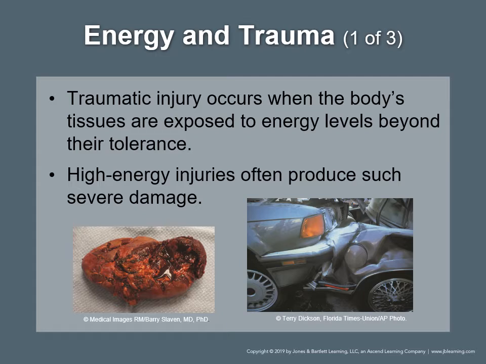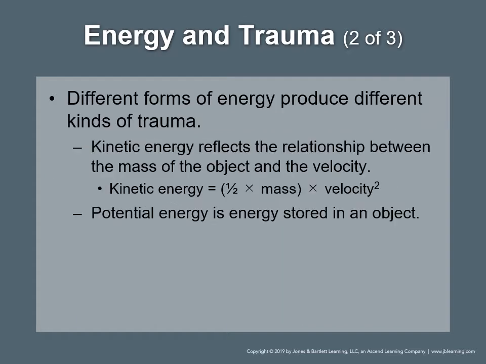Energy and trauma. Traumatic injury occurs when the body's tissues are exposed to energy levels beyond their tolerance. Mechanism of injury is the way in which traumatic injuries occur. Three concepts of energy are typically associated with injury: potential energy, kinetic energy, and the energy of work. Different forms of energy produce different kinds of trauma.